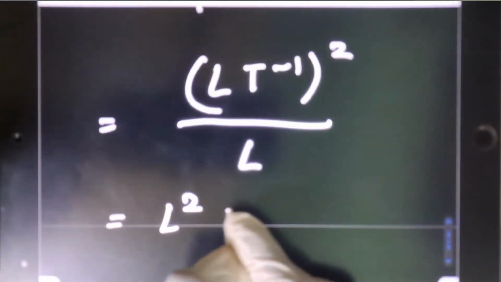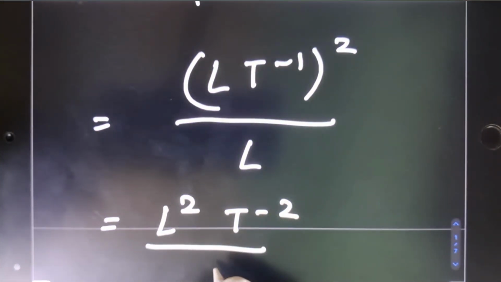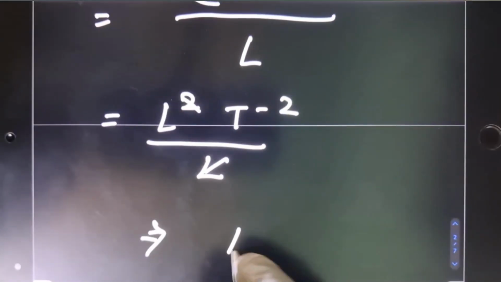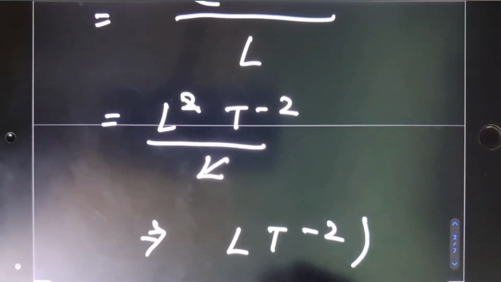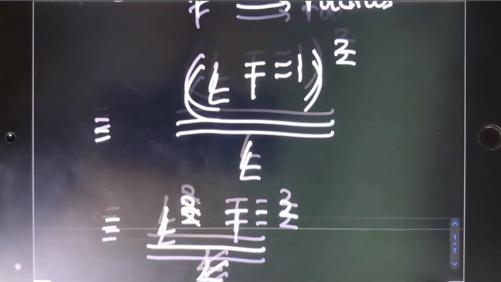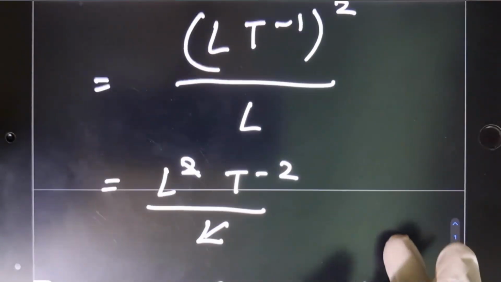L square into T power minus 2 by length L. L and L cancelled, we get L T power minus 2, same as acceleration. So the centripetal acceleration is M power 0, L power 1, T power minus 2.